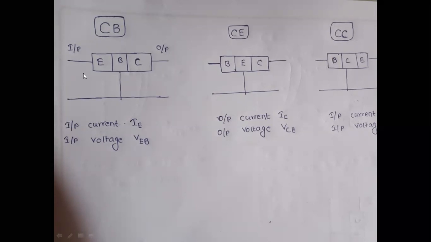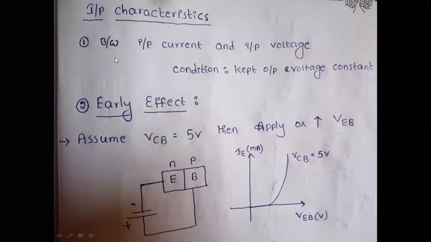When you are calculating the input characteristics, please keep the output voltage constant. What is the technical reason for that? If I am varying input voltage and output voltage at a time, how can I know the effect of the input voltage on the input current? So that's why please keep the output voltage constant when plotting the input characteristics. Input characteristics are between input current and input voltage, with the condition that output voltage is kept constant. Please assume the output voltage is 1 volt.